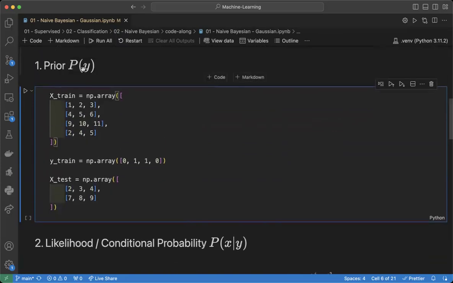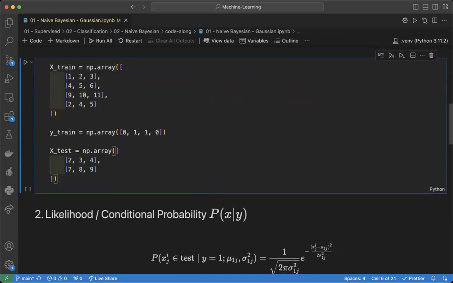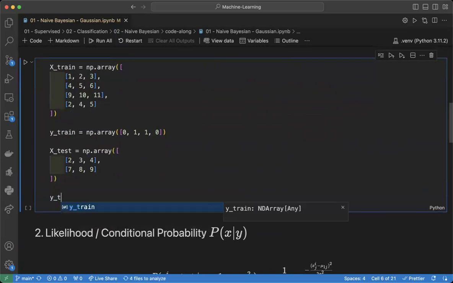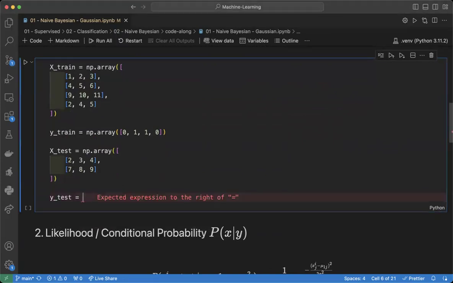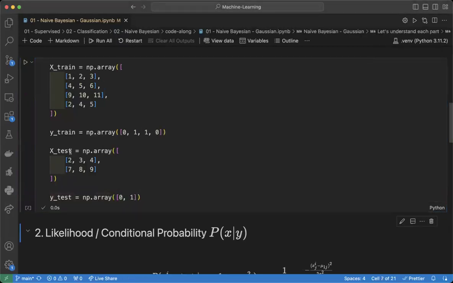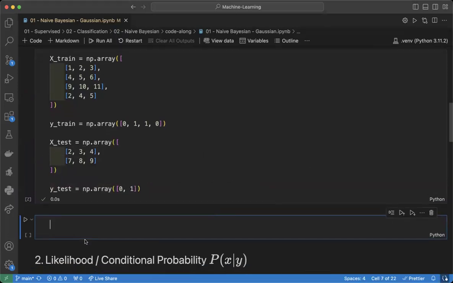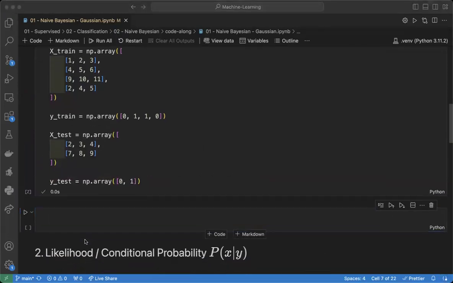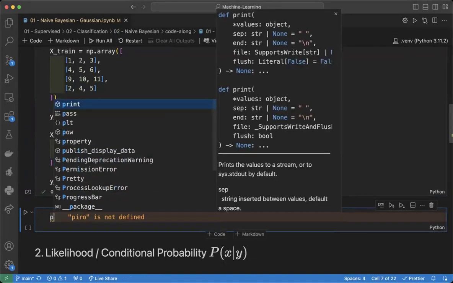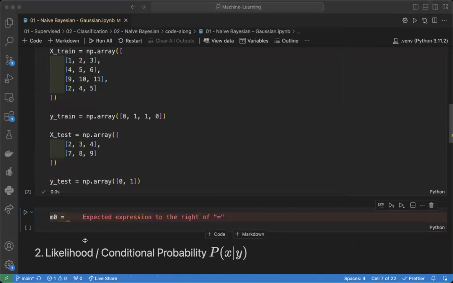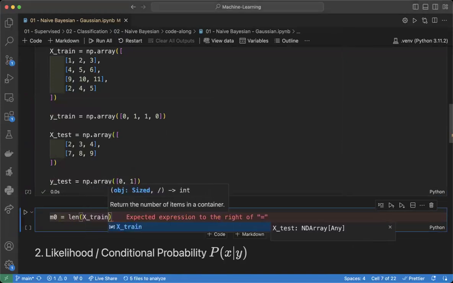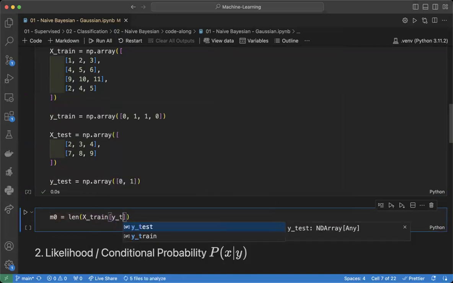But before that, let us make sure we understand this PY. And of course, Y test is equal to np.array. So this is just my ground truth or my test, right? So now what is PY? The probability of Y is extremely simple. It's simply the priors, let's say M0, right? That is the number of X train in which Y train is equal to 0.